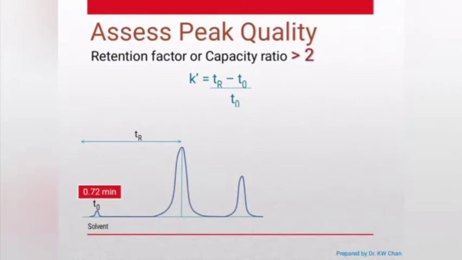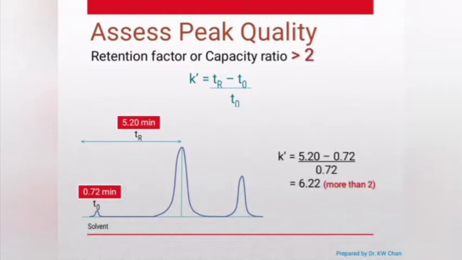Let's assume that the T0 is 0.72 minutes and the TR is 5.2 minutes. So from the calculation, we produce 6.22 for the retention factor. Since the value is more than 2, the peak quality is considered good as far as the retention factor is concerned.